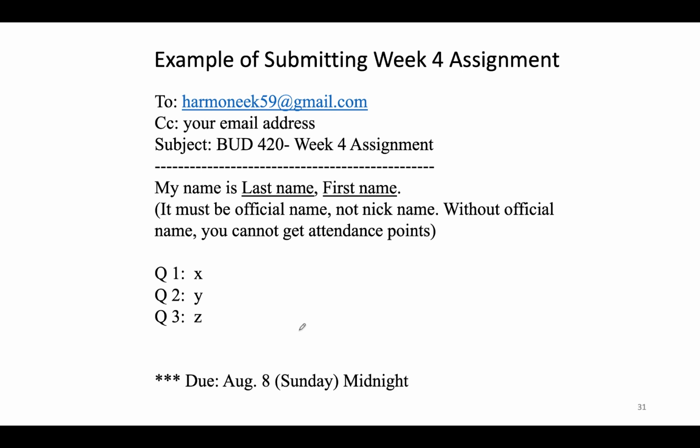Okay, so you have to submit the answers to the three quiz questions to my email. This is the routine mode of submitting your assignment. So always, this is my email address. Include your email address and week 4 in the subject title. And please write down your last name, comma, followed by first name. And write down your quiz answers. And the due date of this assignment is this coming Sunday midnight.